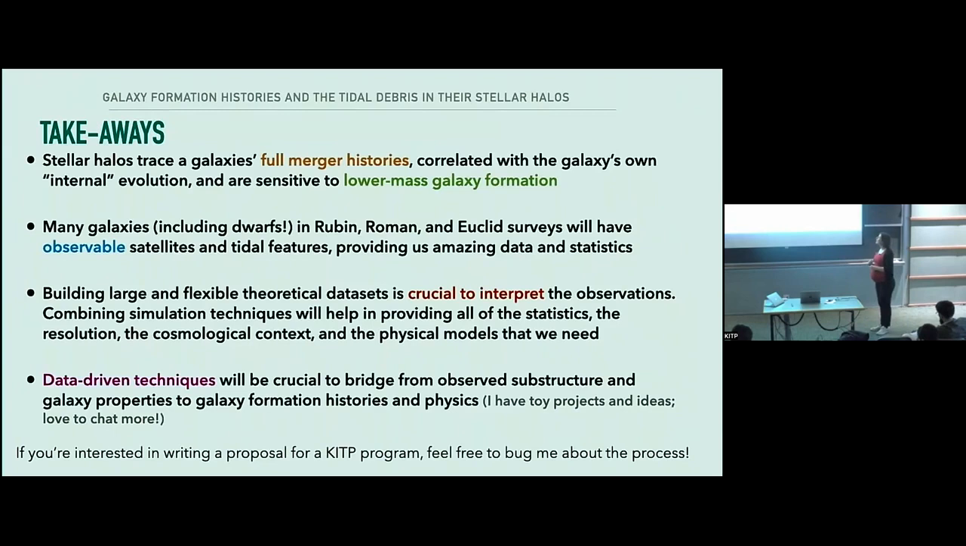So my takeaways are stellar halos have a lot of information. Many galaxies will have observable satellites and tidal features, but we need larger, more flexible theoretical data sets to be able to even help interpret this. The other thing is we need better applied data-driven techniques to bridge from the observed substructure to galaxy physics and galaxy formation histories. And I have some toy projects that I'd love to chat more about.